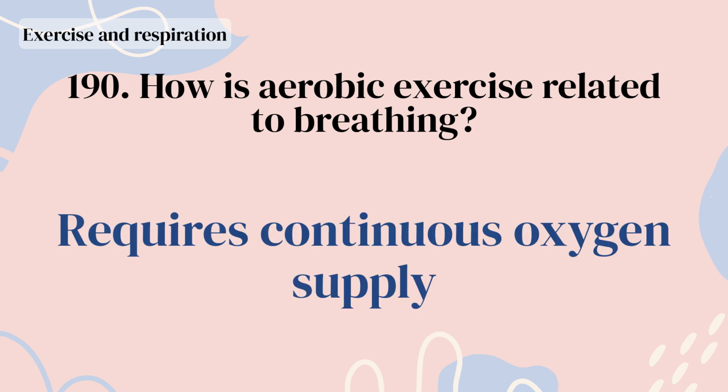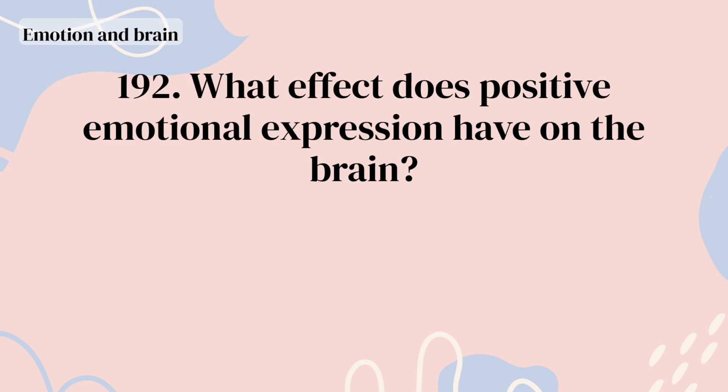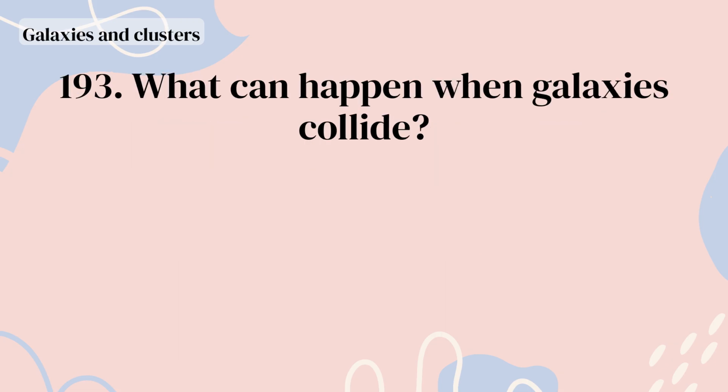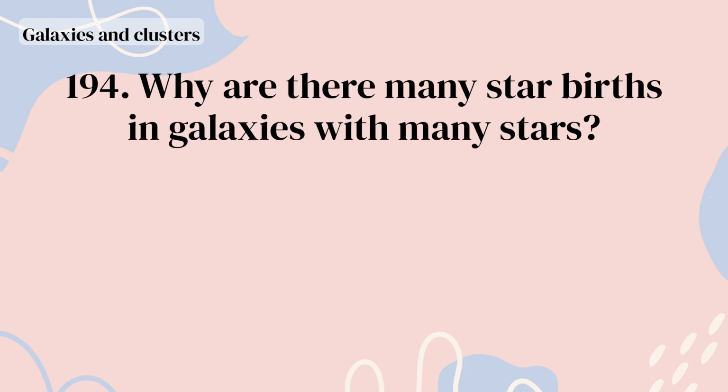Requires continuous oxygen supply. What substance in the brain may be deficient when someone is depressed? Serotonin. What effect does positive emotional expression have on the brain? Increases secretion of happiness-related hormones. What can happen when galaxies collide? New star formation. Why are there many starbirths in galaxies with many stars?